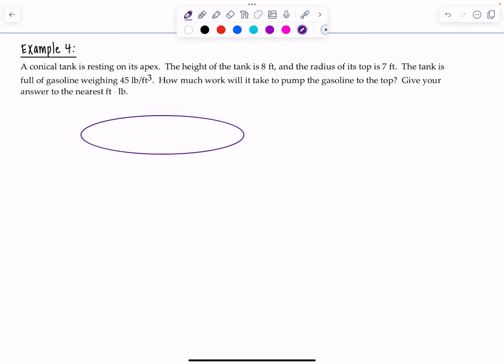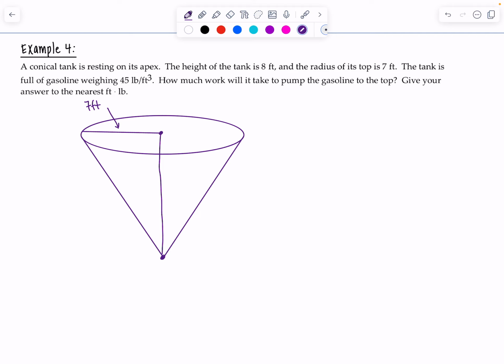Good. The height of the tank is 8 feet, and the radius at the top is 7 feet. So it's resting like this. The height is 8 feet, and the radius at the top is 7 feet. So this is 7 feet. This is 8 feet. The tank is full of gasoline, weighing 45 pounds per feet cubed. How much work will it take to pump the gasoline to the top? Give your answer to the nearest foot-pound.